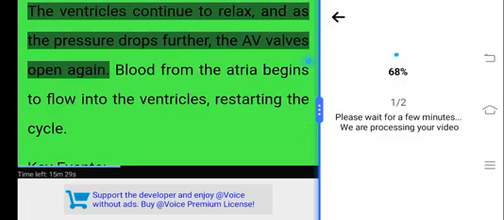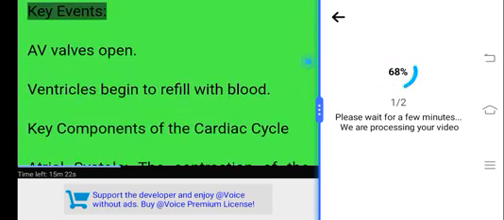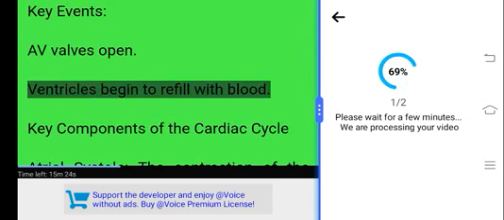Ventricular filling again. The ventricles continue to relax, and as the pressure drops further, the AV valves open again. Blood from the atria begins to flow into the ventricles, restarting the cycle. Key events: AV valves open. Ventricles begin to refill with blood.